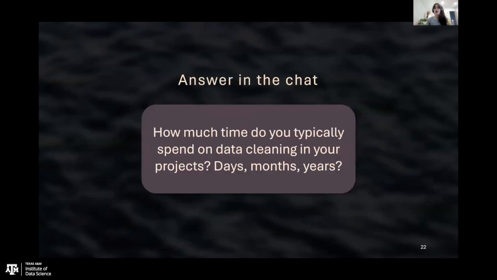So I guess I gave away how much time I spend on data cleaning, but for those who might work on data, if you're working on a data set right now, what's your average time spent on data cleaning on your projects? Just post it in the chat, please.